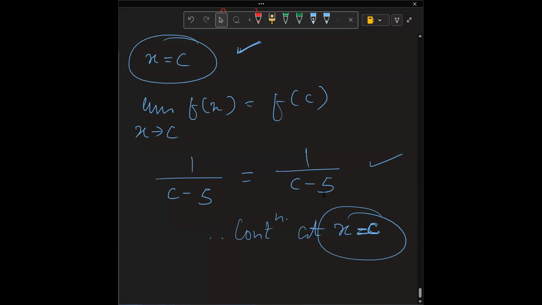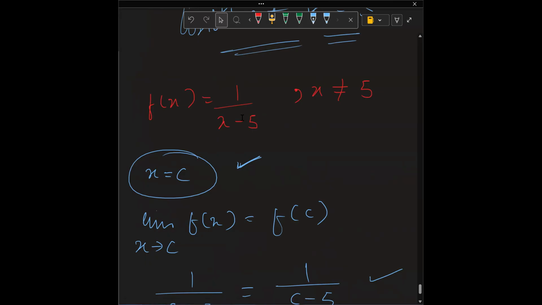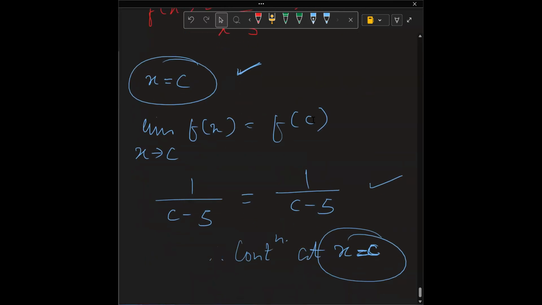Now let's see whether they are the same or not. So this is 1 upon c minus 5. Why c minus 5? Because there was x minus 5, so you directly put x equals c in the place of x. So this is 1 upon c minus 5. And your function is 1 upon x minus 5, so at c this is 1 upon c minus 5. So both the things are the same. So this is continuous at x equals c.